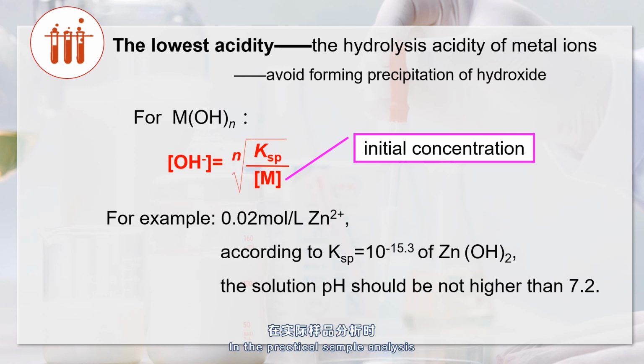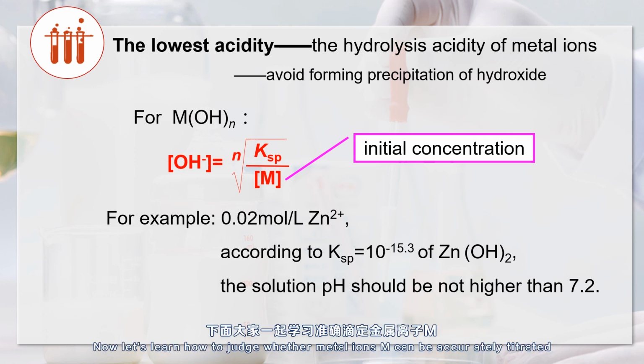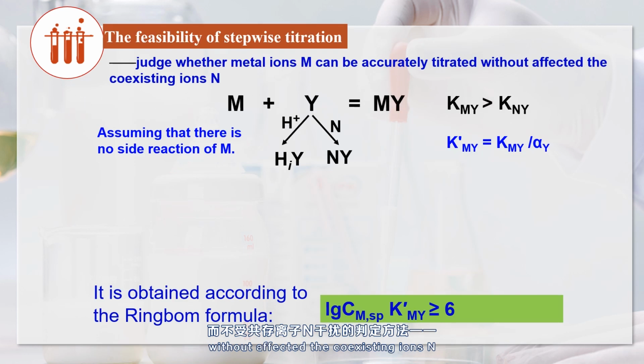In the practical sample analysis, there are usually coexisting metal ions N that also complex with titrant, resulting in titration error in analysis. Now let's learn how to judge whether metal ions M can be accurately titrated without affecting coexisting ions N, that is, the feasibility of stepwise titration.